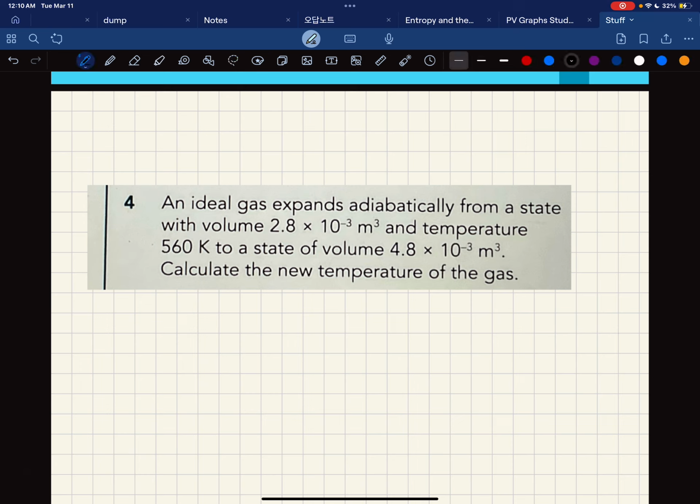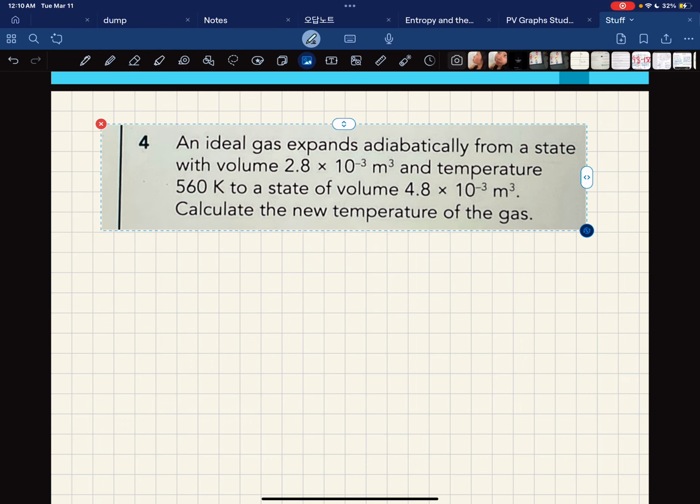Okay, so this is the question I'm going to do today. An ideal gas expands adiabatically from a state with volume. Why am I reading this out, y'all? You guys can read it. I'm not reading this because I'm supposed to be sleeping right now.